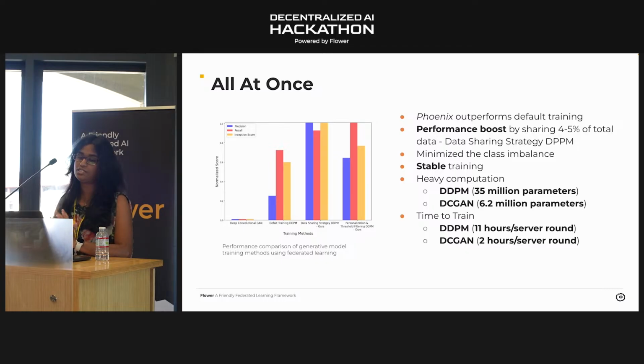Putting it all together, I did a comparison of a vanilla diffusion model on FL and the two new strategies that I just talked about. We could see that it outperformed by sharing just 4 to 5% of our total data. We do see a minimization of class imbalance because of the first training that we do on the global server that I mentioned before. It is a stable training, and you can see convergence, which is not something you can guarantee with a GAN or a VAE model. Also keep in mind that this was 2 years ago, so it was a pretty heavy computational model and took a lot of time to run, but I'm pretty sure diffusion models are now a lot lighter. There are a lot of quantization and pruning techniques in place to reduce the size of the model.